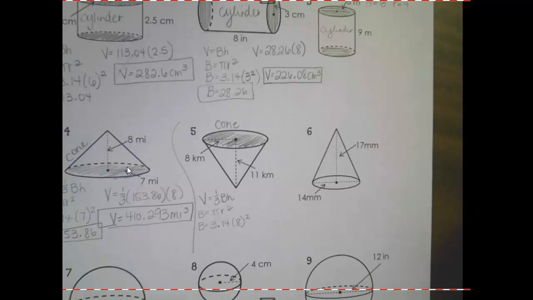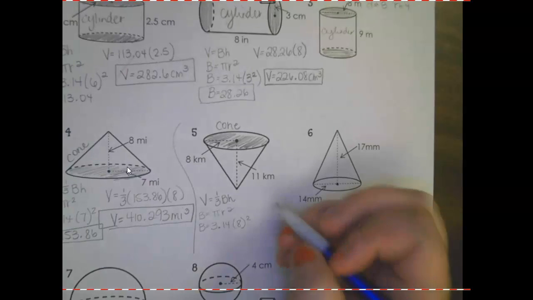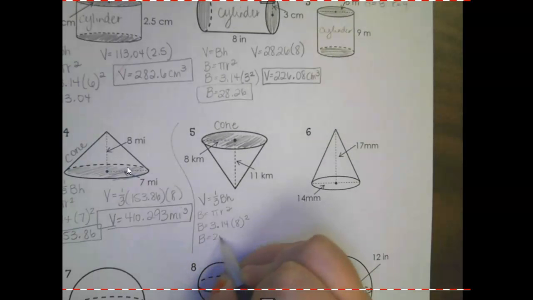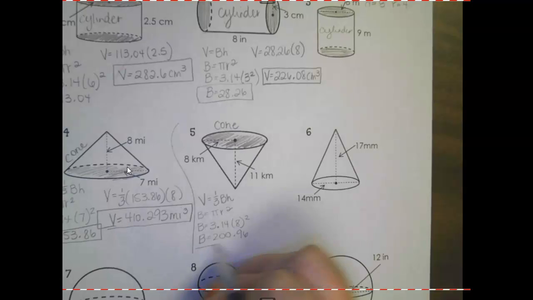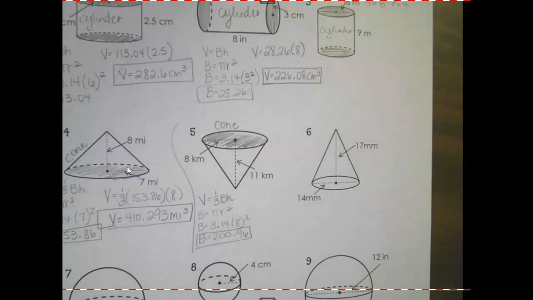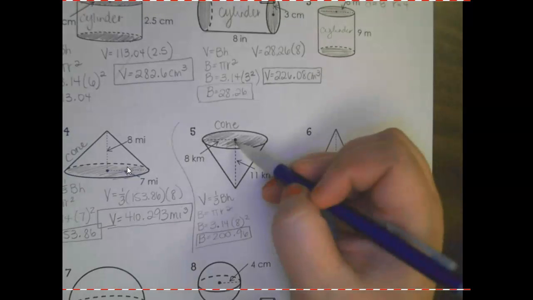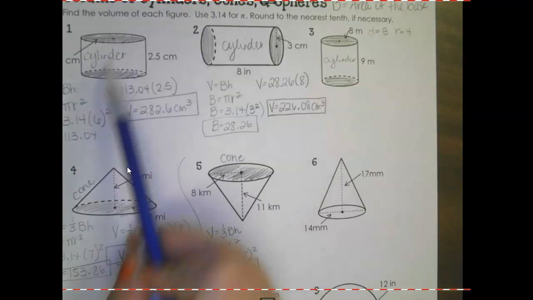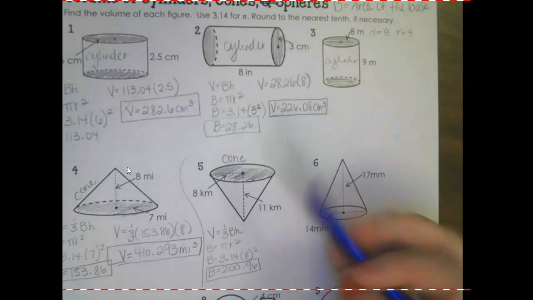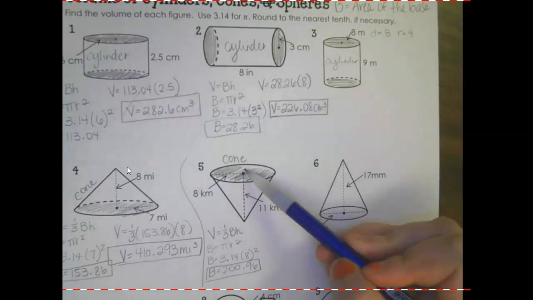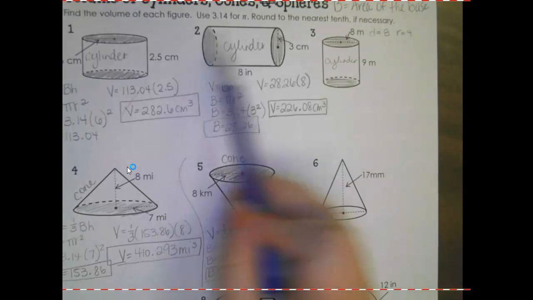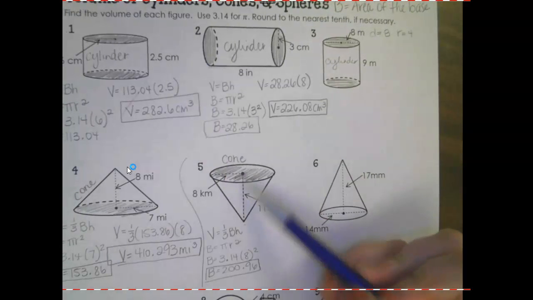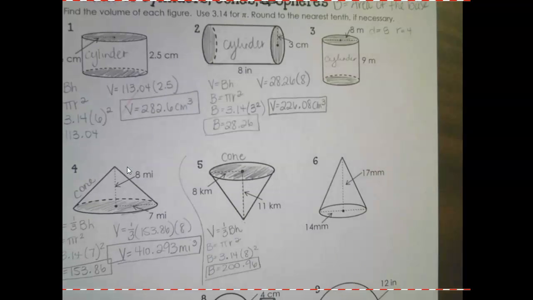Calculator keeps shutting off on me. So I'm going to do 64 times 3.14. And I get a big B of 200.96. My height, this dotted line, now on cylinders, my height connected my two bases together. On a cone, my height is going to connect my base to the point. But notice every time my height is connected to a base, every single time.